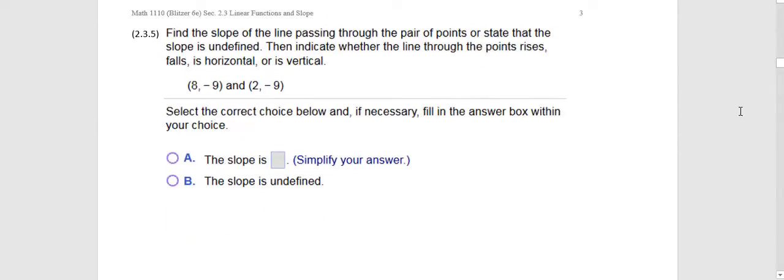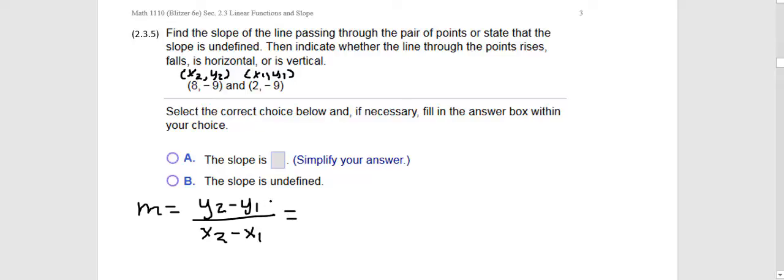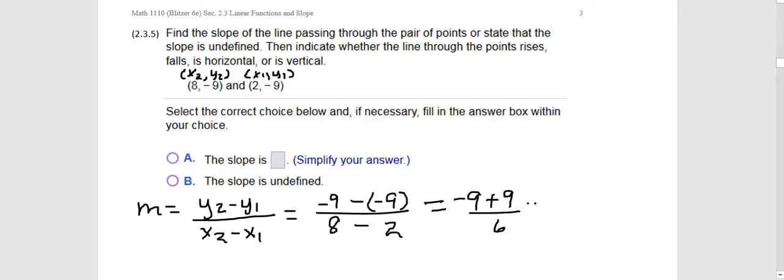Let's take a look at number 5 from this section, where I'm doing the same thing. I'm finding the slope of the line through the 2 given points, and then I'm going to indicate whether the line rises, falls, is horizontal, or is vertical. And notice this time I'm going to label the first point as x2, y2 and the second point as x1, y1. It doesn't matter which point I label. But notice what matters is when I put a y in the numerator first, its x has to be first in the subtraction in the denominator.